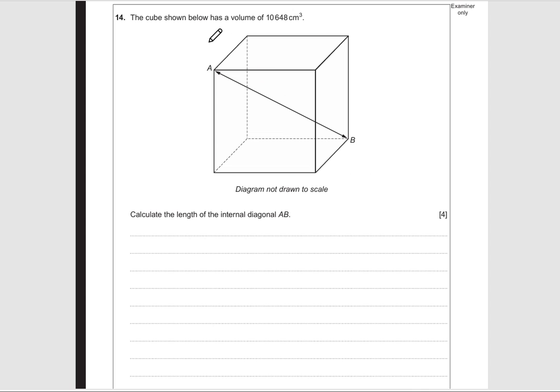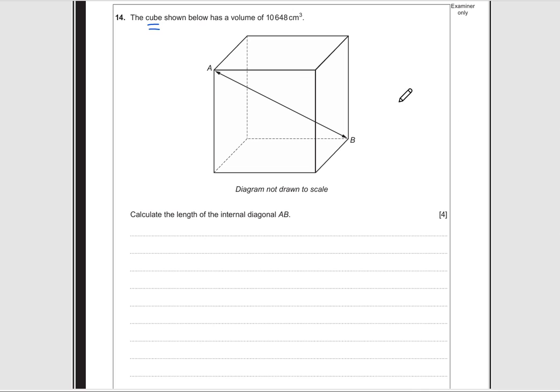So it's going to be a cube. They're all going to be the same, aren't they? So what we need to do first of all, let's work out the cube root of this. Work out the side length. That's going to give us 22 centimetres. So let's label these.